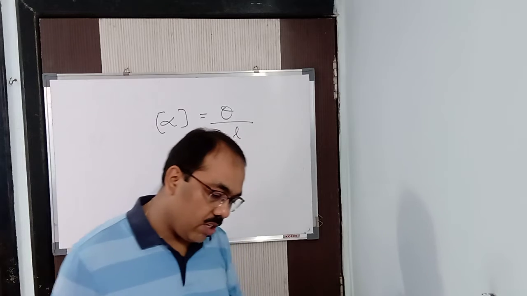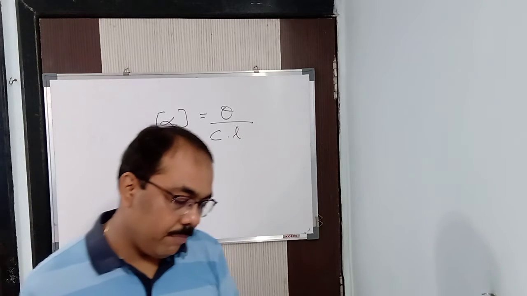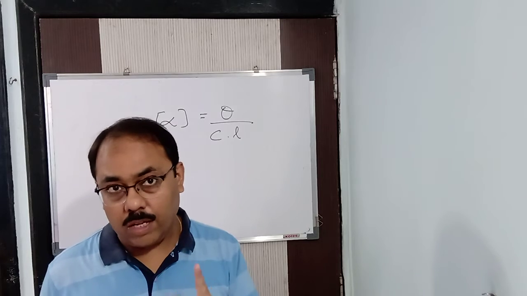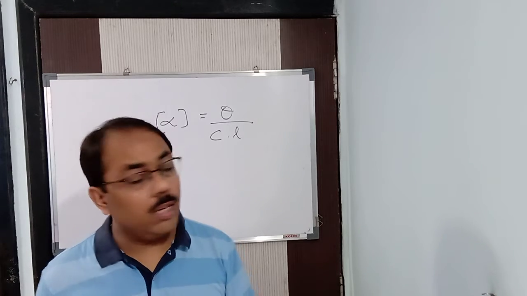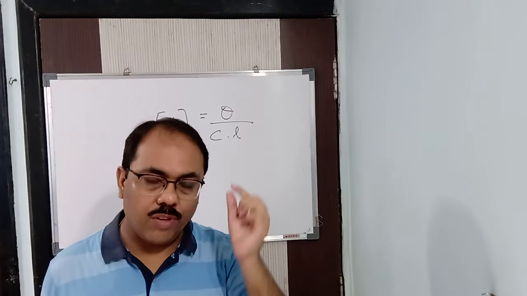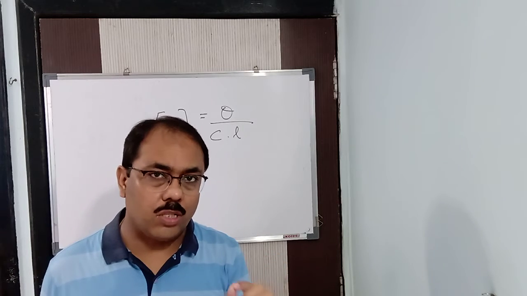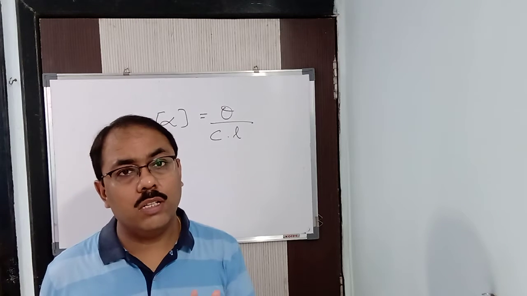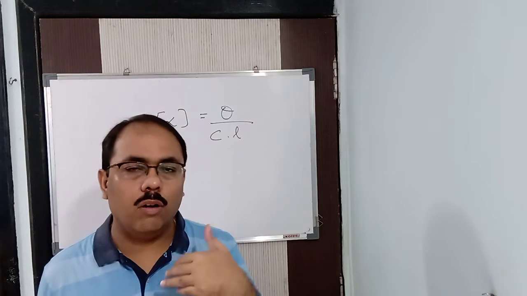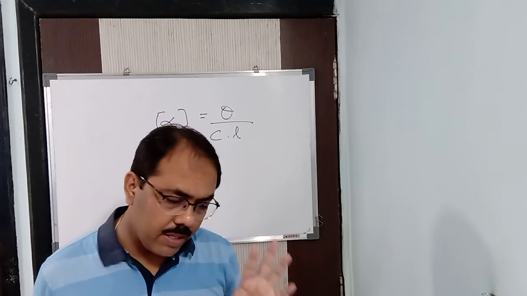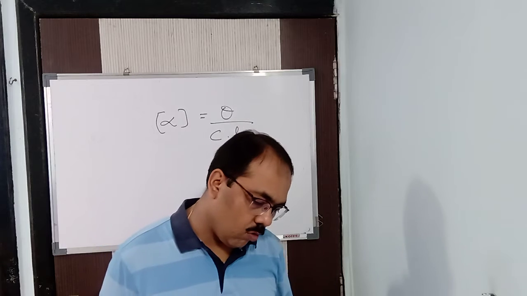Now the specific rotation also depends upon the temperature and the wavelength of the light used. Listen carefully, this is not there in the formula, this is a note, you can write it down. The specific rotation depends upon the temperature and the wavelength of the light used, whether yellow light or green light or blue light, which light you are using, and it depends upon the temperature also.